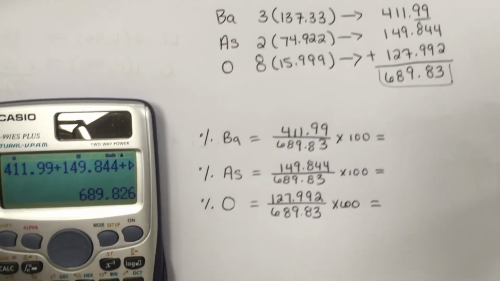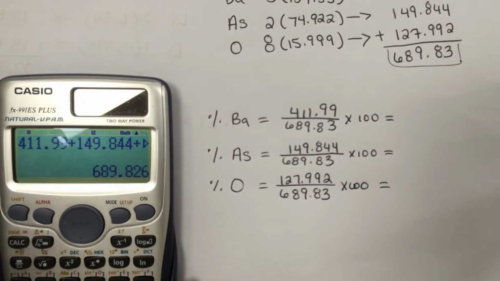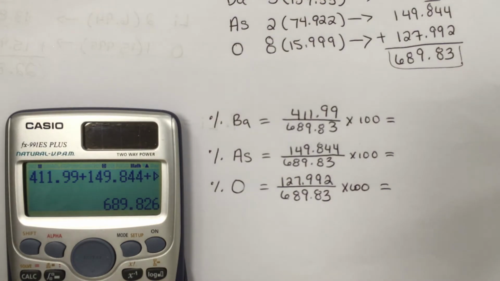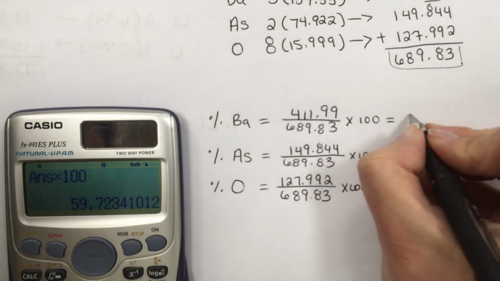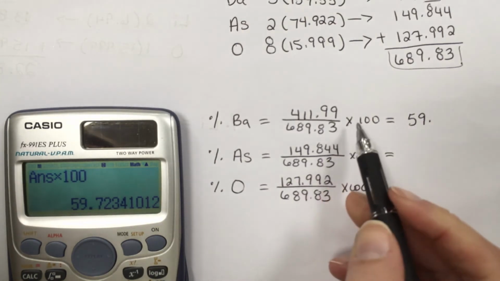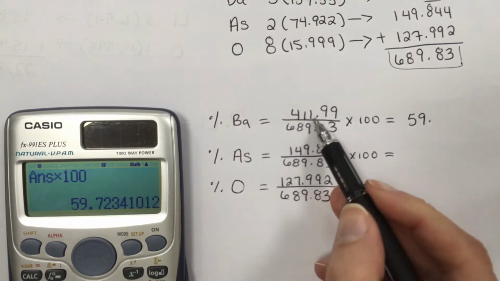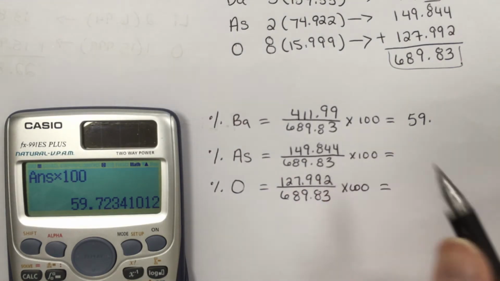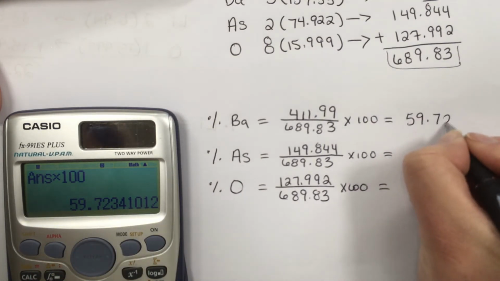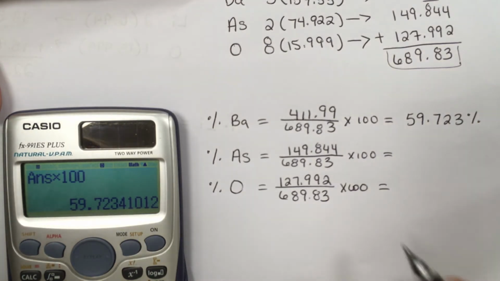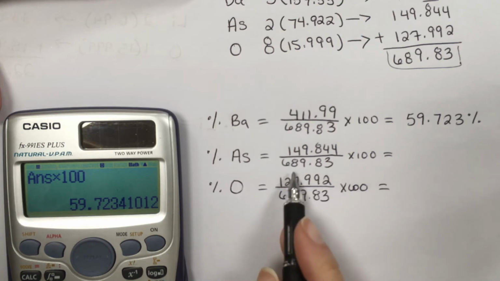Okay, so for barium, for barium, 411.99 divided by 689.83 times 100, or you could have moved that decimal over. 59 point, so we have 5 significant figures. So 59.723%.